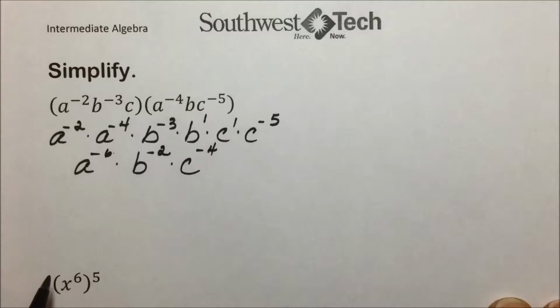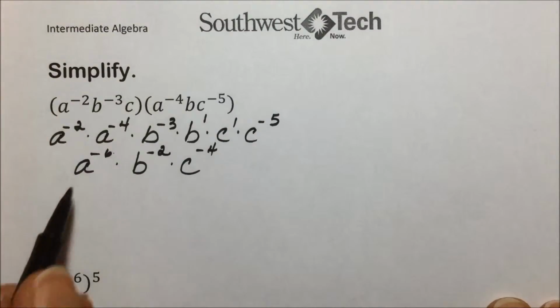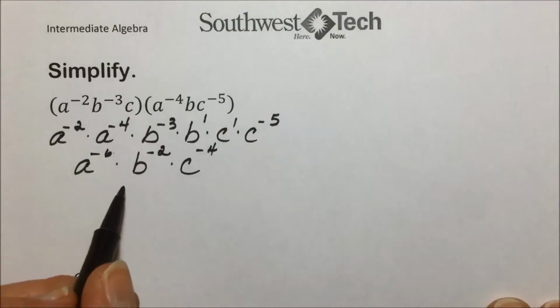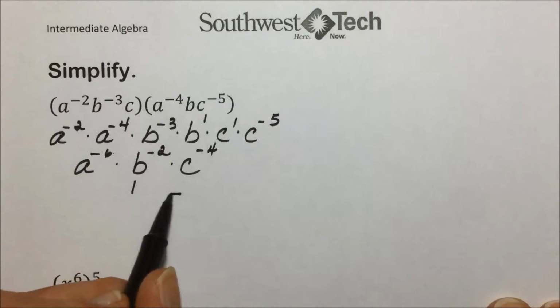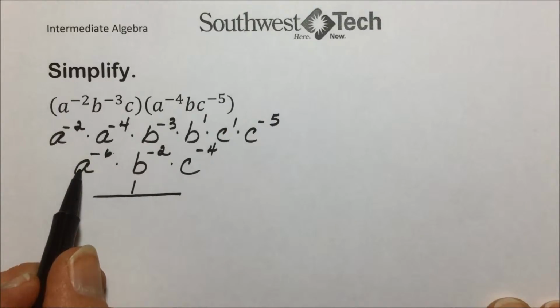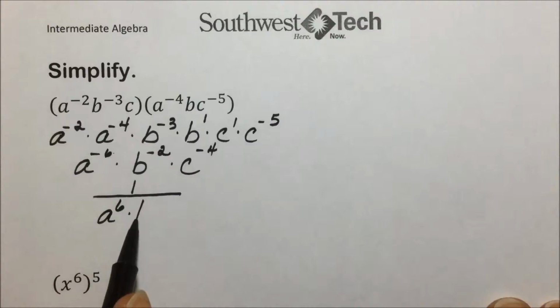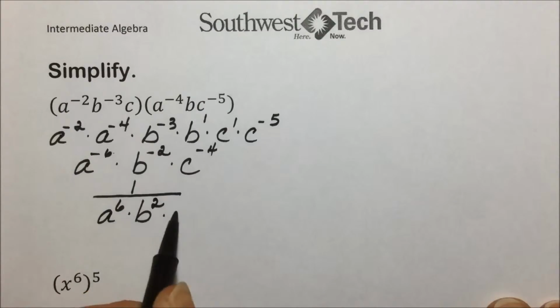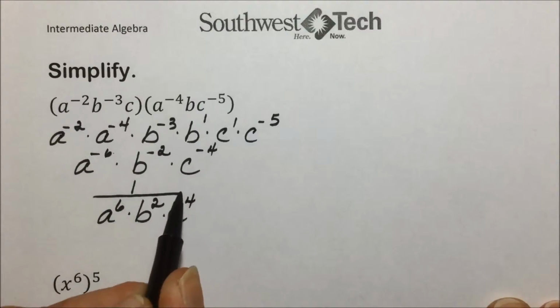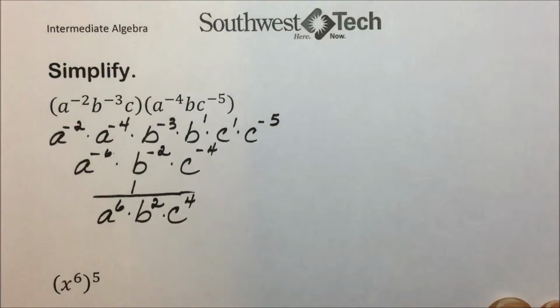In addition to simplifying, they also want to have us express our answer without a negative exponent. So each one of these has a negative exponent, so to eliminate it, they'll each go to the denominator multiplied together. So we would have 1 over a to the 6th times b to the 2nd times c to the 4th power for an equivalent expression.